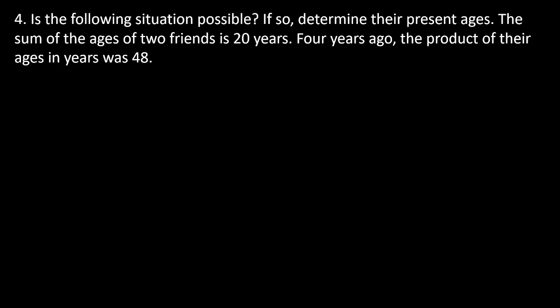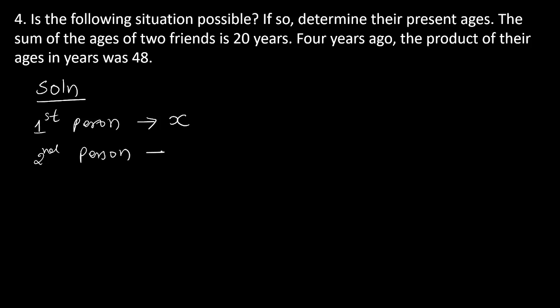So there are two friends, right? Two persons. Sum of ages of two friends. So let me explain the solution. Let us assume that the first person has age x years, present age, I am talking about present age. The second person has the age y. The x and y we have to find out. There are two friends, we have to find their ages.